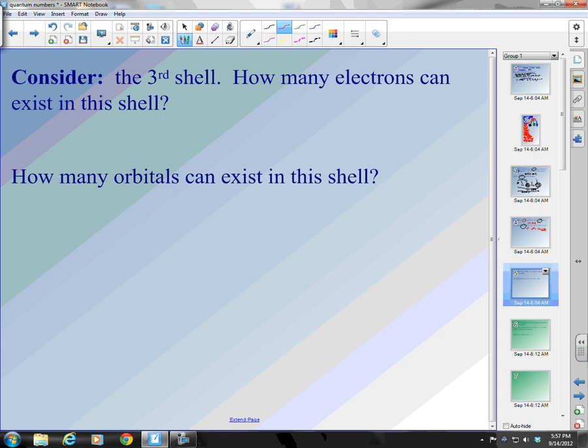All right, let's see what you can do on your own. Consider the third shell. How many electrons can exist in this shell? How many orbitals can exist in this shell? All right, turn me off here, and when you're done, call me back.